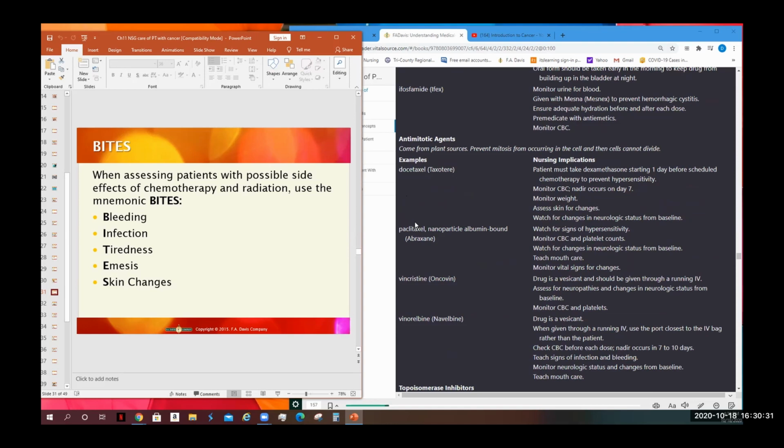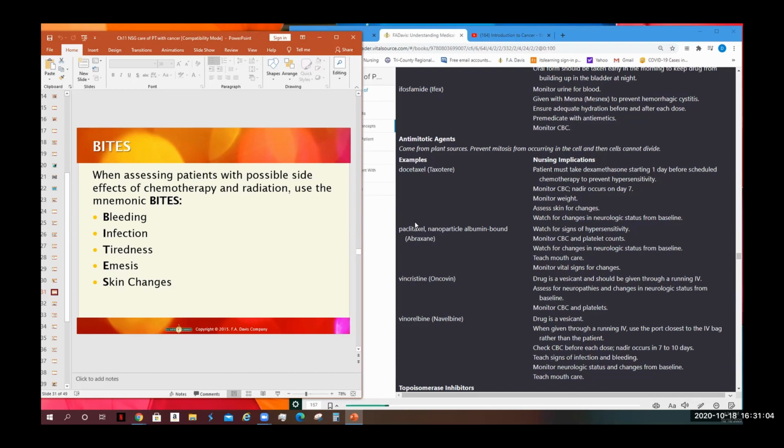So there's the docetaxel, also called Taxotere, and the patient must take dexamethasone starting 1 day before the scheduled chemotherapy to prevent hypersensitivity. This sounds like a bad one. Monitor the CBC, and nadir occurs on day 7. Monitor the weight, assess for skin changes, and watch for changes in neurologic status from baseline.